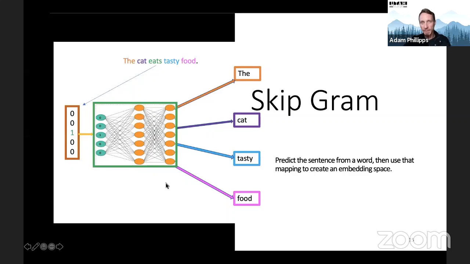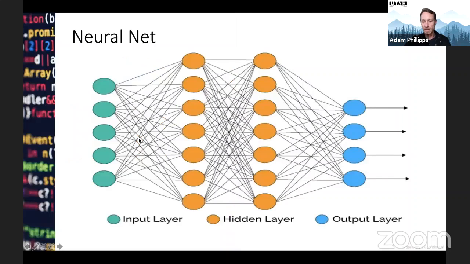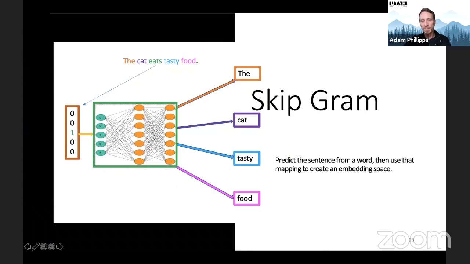This is called a skipgram. We're going to do it with a neural net. Spoiler alert. Earlier on, when somebody asked about the models we use, this is one of the models that we can use to build our semantic vectors. And we need the one hot encoded to make it happen.